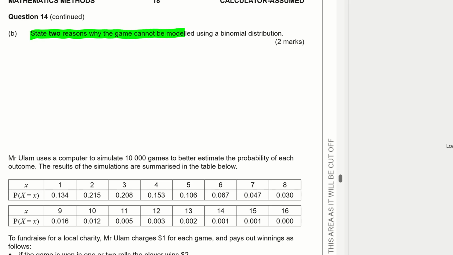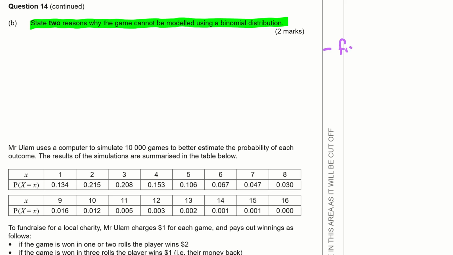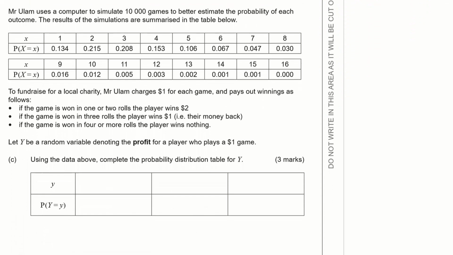State 2 reasons why the game cannot be modelled using a binomial distribution. Think about the binomial. The binomial always has a fixed number of trials. Our situation doesn't. The player just keeps going until they win. So that's one of the things to write down. It has a constant probability of success, which this one doesn't because we removed the die. I said I'd come back to that. So there's 2 reasons. You could also make an argument that the trials are not independent. Again, the removal of the dice is going to change things and so on.